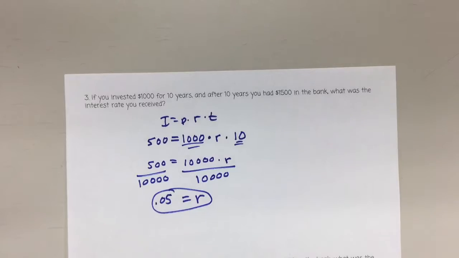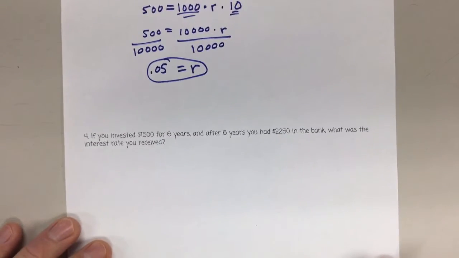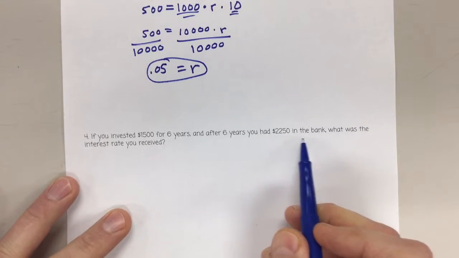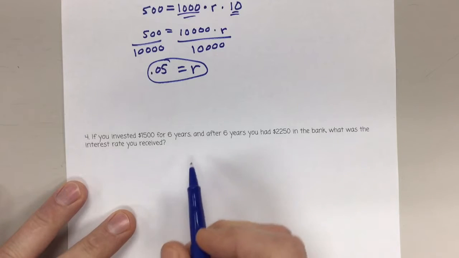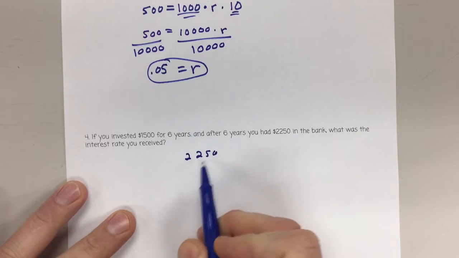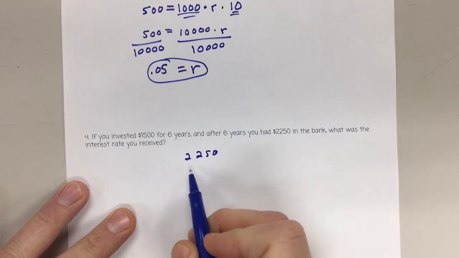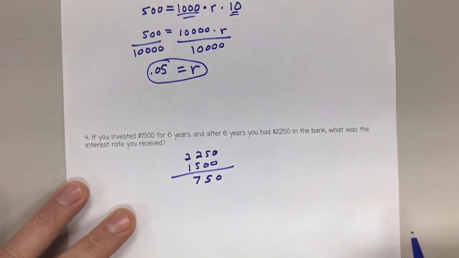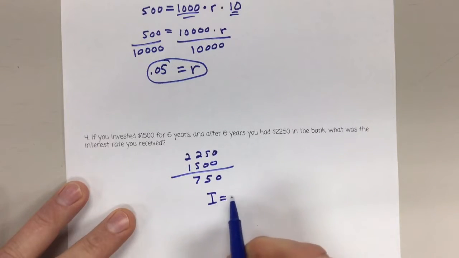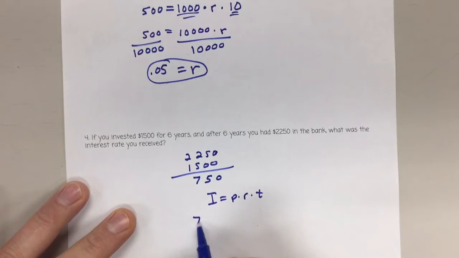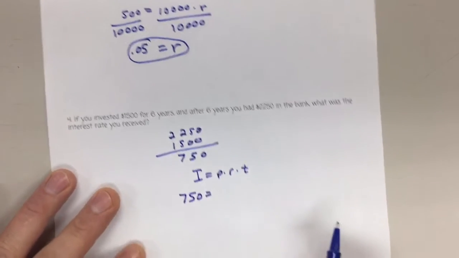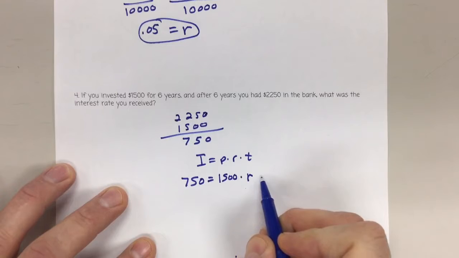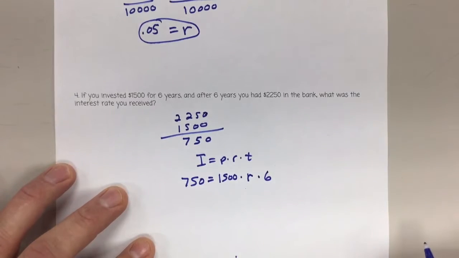One more example. If you invested $1,500 for 6 years, and after 6 years you had $2,250 in the bank, what was your interest rate you received? First, we should calculate how much interest we got. So we take what was in the bank after 6 years minus what I put in at the start, and I earned $750 in interest. So that's my I. My principal is how much money I put in the bank at the beginning, which was $1,500. The interest rate's what I'd like to find, and I had it in the bank for 6 years.